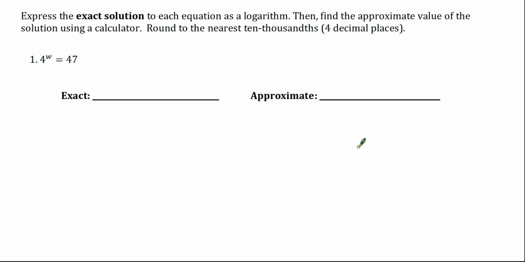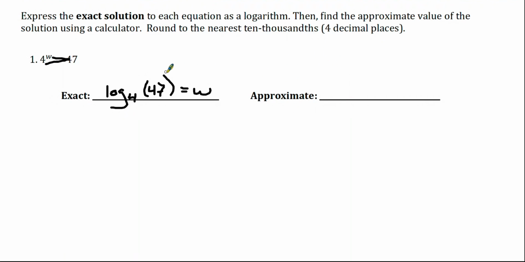The last question here on the review is asking me to give an exact and an approximate answer to each of these equations. So for the exact, that's where I want to just write this out as a log. I'm essentially just rewriting this exponential in logarithmic form. So if I want to rewrite this as a log, I would say log base 4 of 47 equals w, equals my exponent.